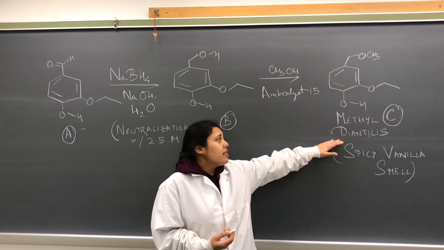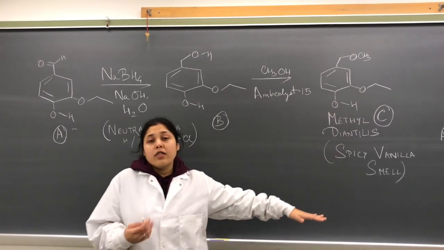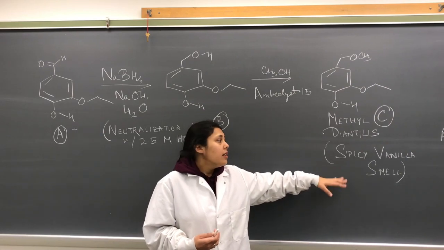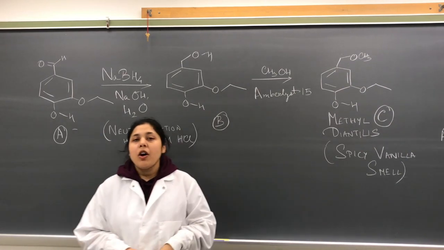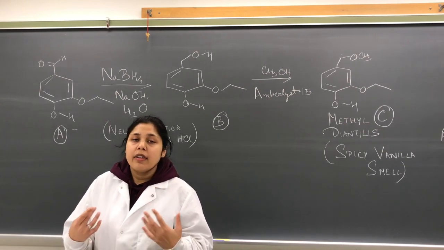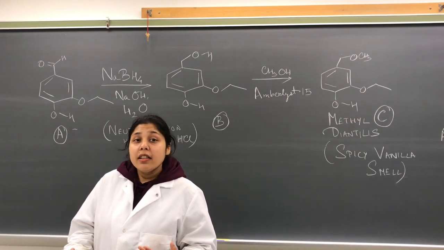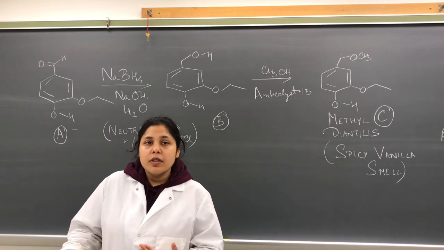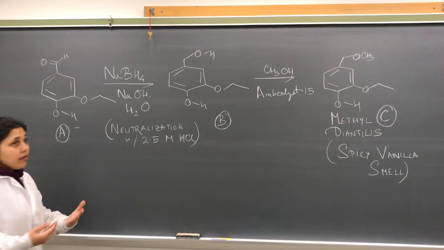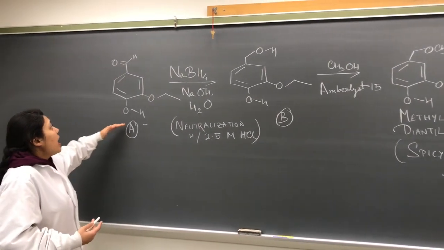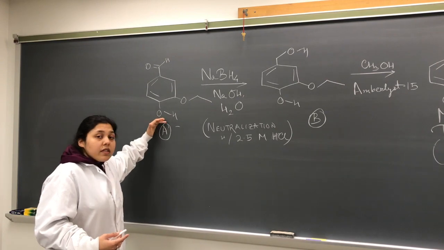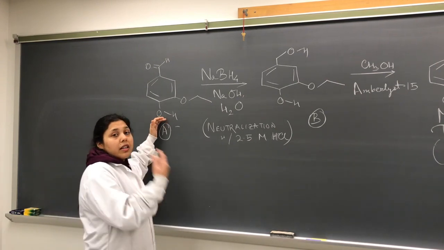Methyl diantilis is a compound that is used as a flavoring agent, especially since it has a spicy vanilla smell. We all know that vanilla is one of the most common flavors out there, and vanillin is the compound that provides that flavor. One of the derivatives of vanillin is ethyl vanillin, right here. We are going to use this ethyl vanillin to synthesize methyl diantilis.